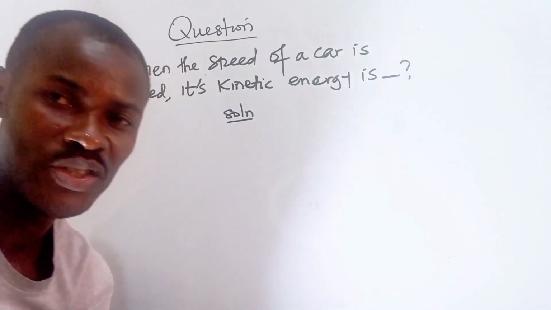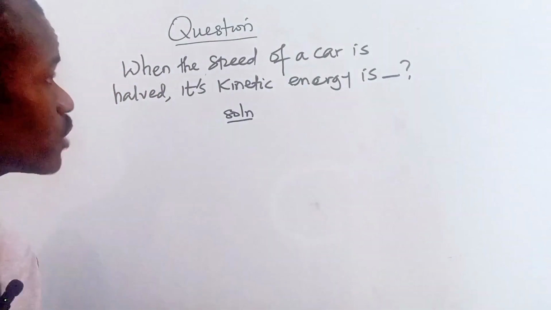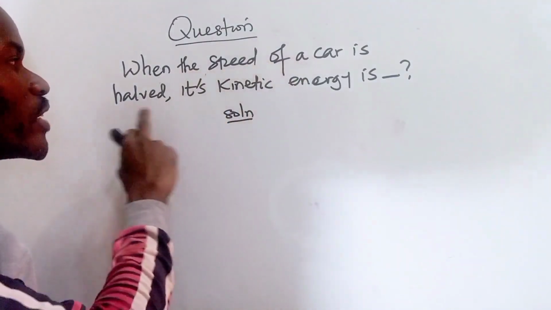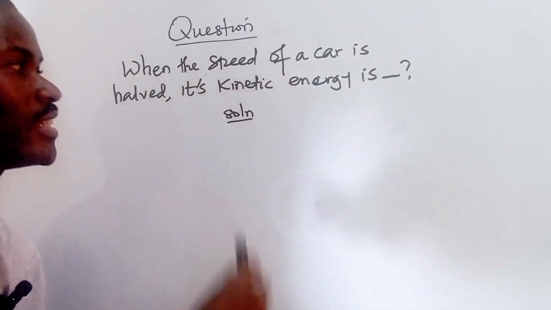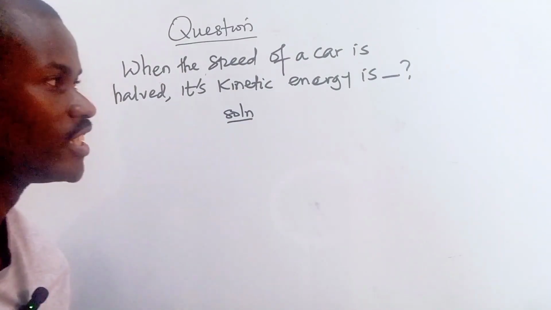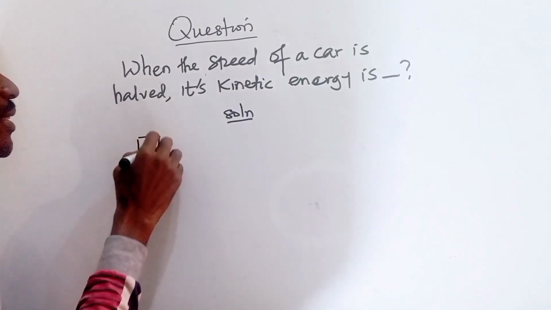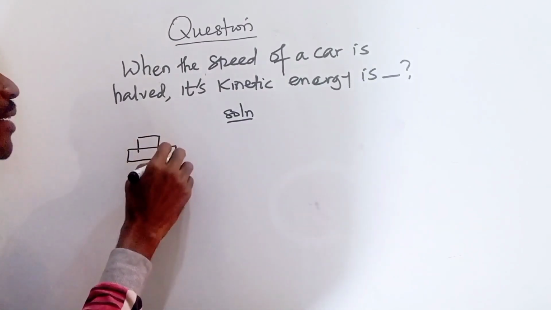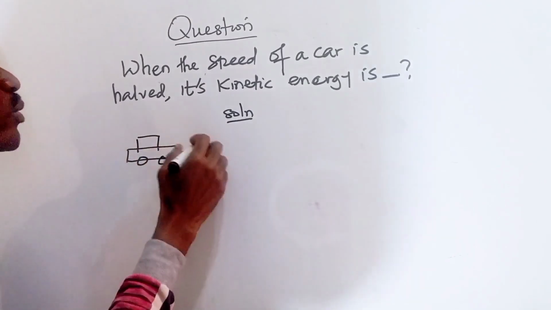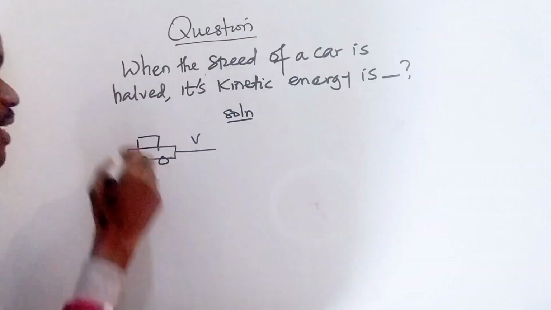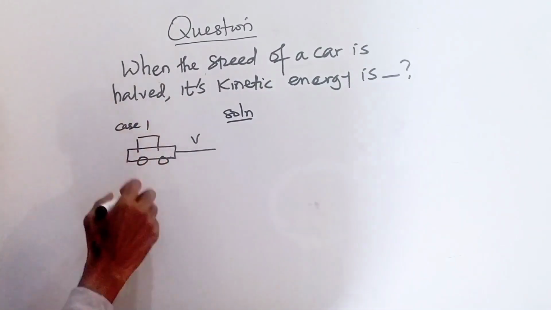So let's look at today's question, which is on physics. The question says, when the speed of a car is half, its kinetic energy is dash. All right, so we have two cases here. The first case, we have the car moving at this velocity. Let's call this case 1.